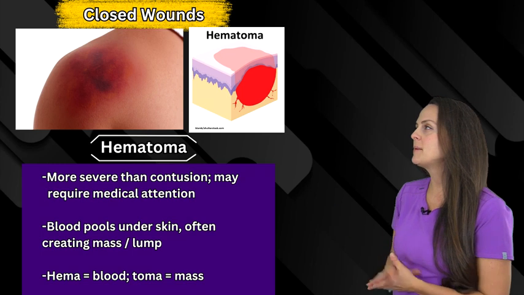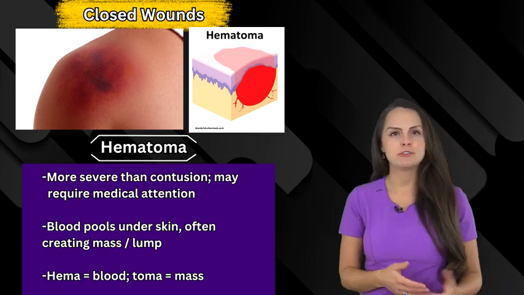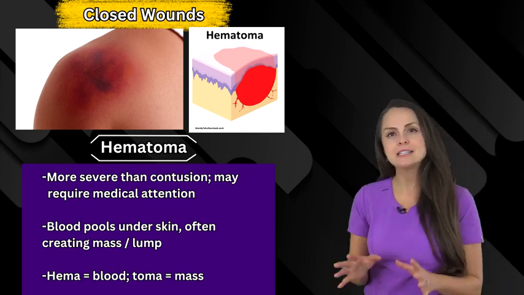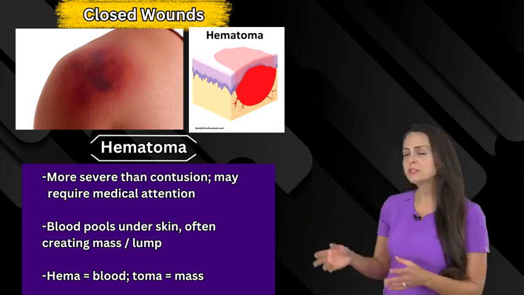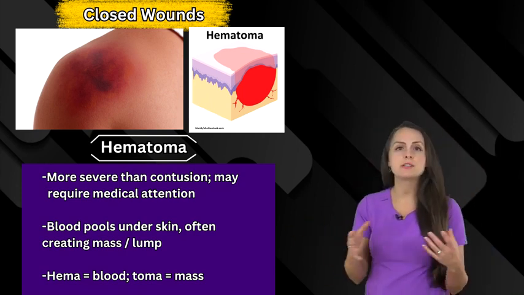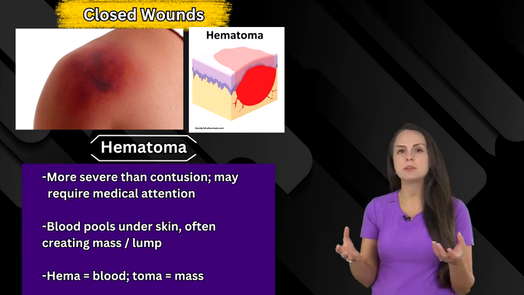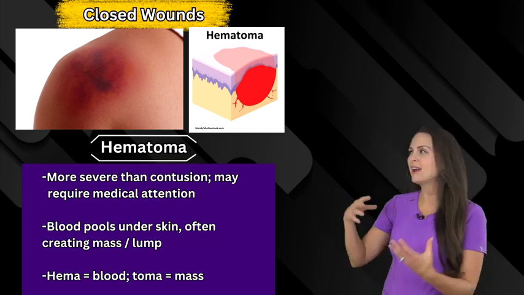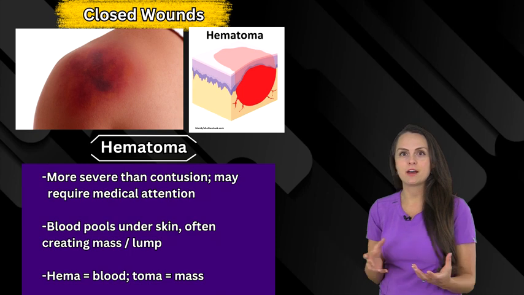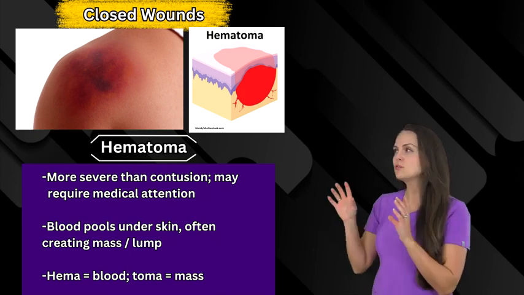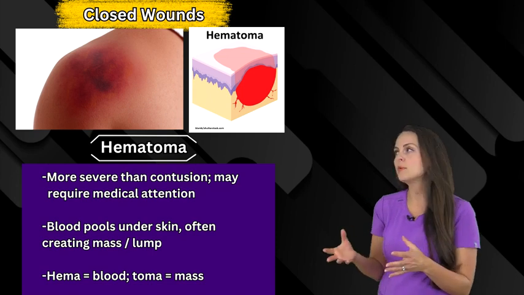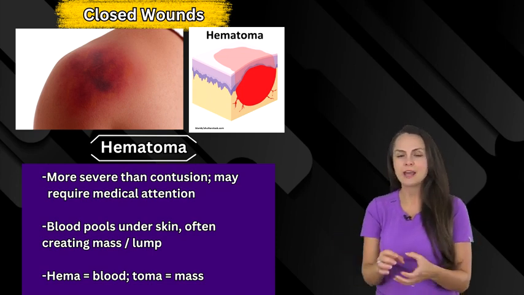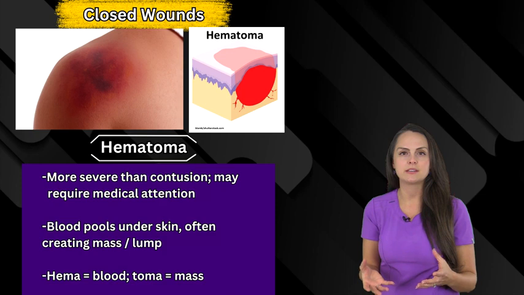Next is hematoma. Now, this is similar to a contusion because it's caused by trauma, but it tends to be more severe and in some cases may require medical intervention. The reason for this is because we have damage to those underlying vessels, causing blood to pool underneath the skin, creating this hardened lump area, which you're going to usually find with hematomas. So look at this word hematoma. The prefix hem means blood, and toma refers to a mass of something. So we have this bloody mass underneath the skin.